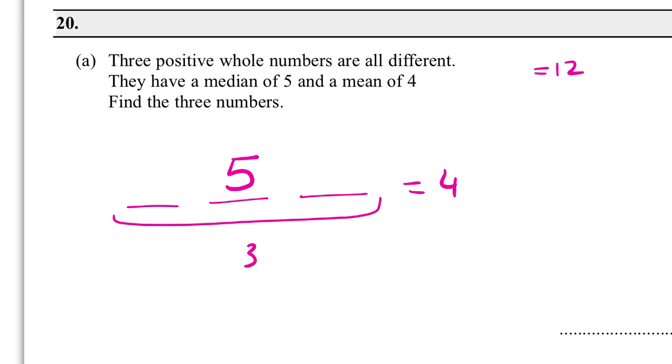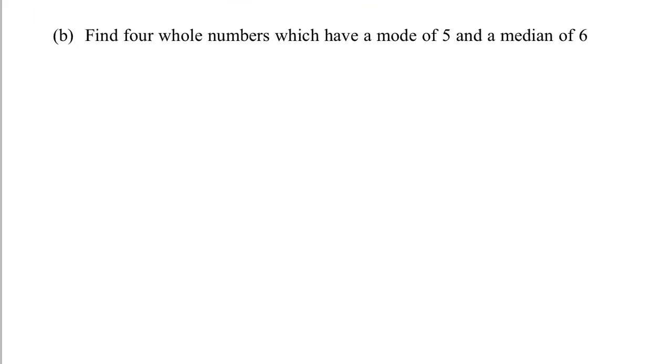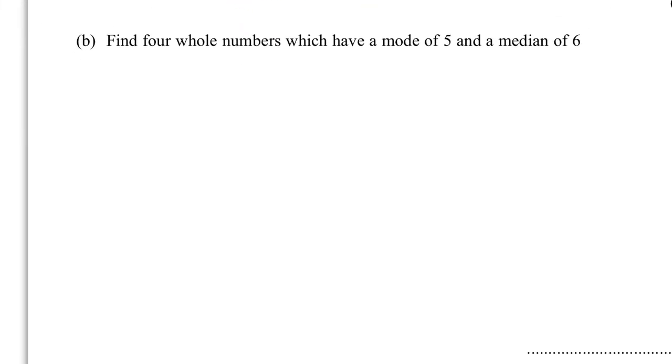If I take away 5, what do I have left? 7. So 2 numbers that are different, that add to make me 7. One is bigger than 5, one is less than 5. 1 and 6, absolutely. So that's nice and easy. Brilliant. Right, part B. This is getting a few of us a bit stumbled, and that's okay.